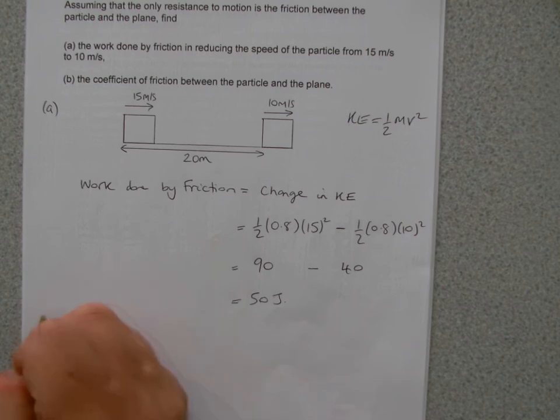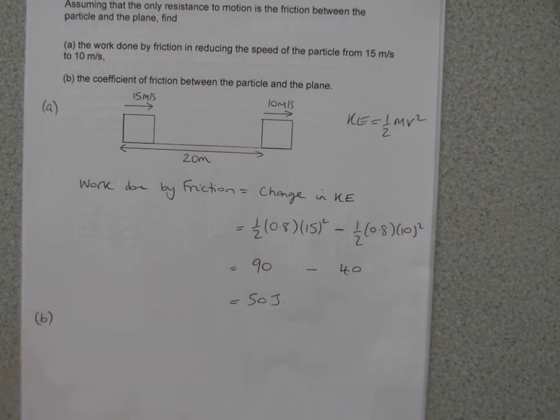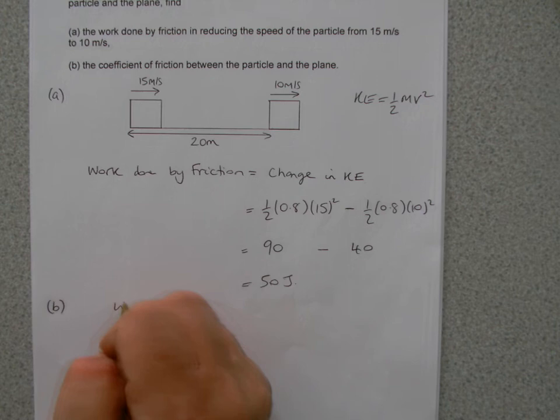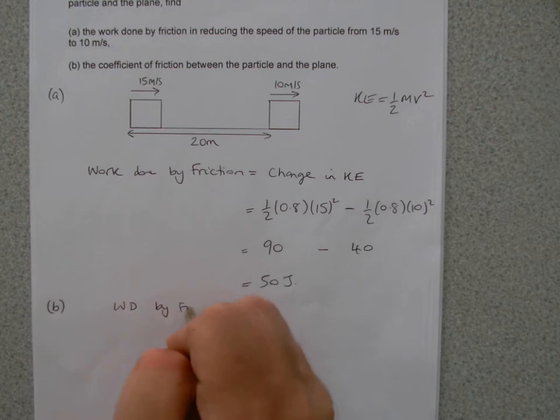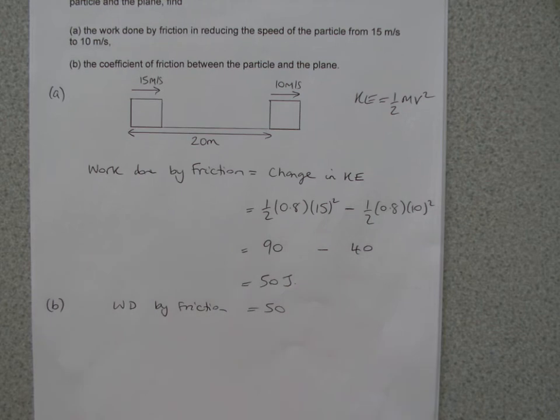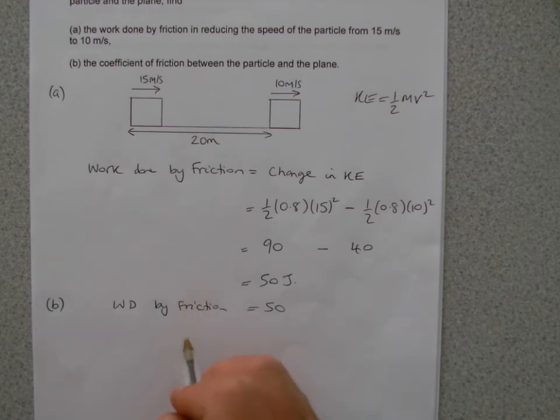Then in B, it says the coefficient of friction. So we've got to find the coefficient of friction between the particle and the plane. Before we do that, we need to use this answer here and appreciate that the work done by friction is 50 joules. Of course, we've got a formula for work done: if you remember, the formula for work done is force times the distance that it's applied for.